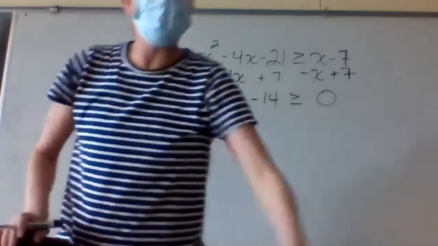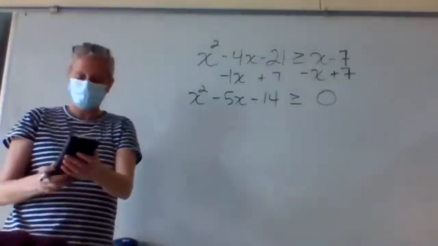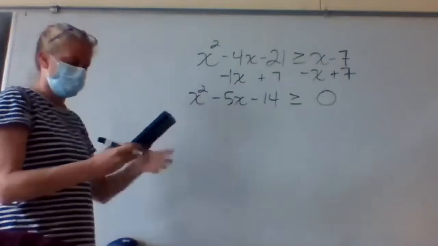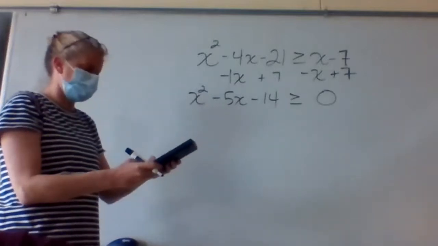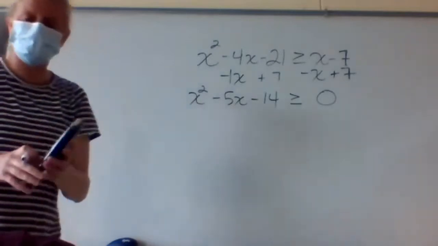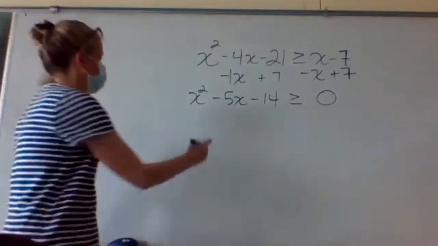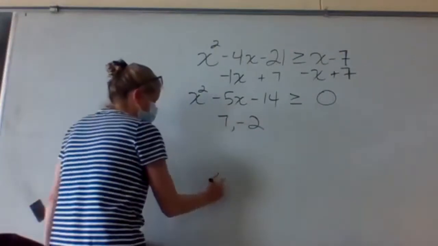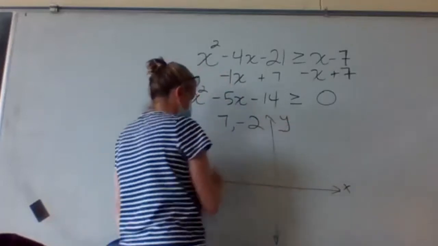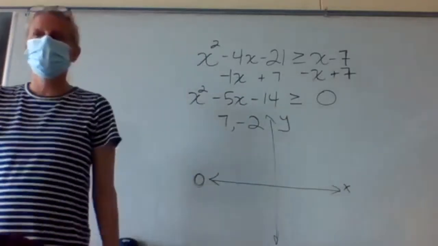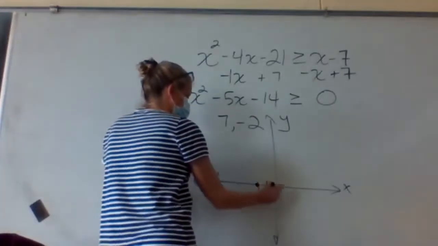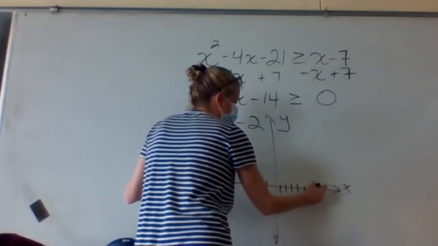Now I can use my quad program to find the two solutions. So my A is 1. My B is negative 5. And my C is negative 14. So my two solutions are 7 and negative 2. So that's where this graph is going to cross the x-axis at negative 2, 1, 2, 3, 4, 5, 6, 7 at positive 7.